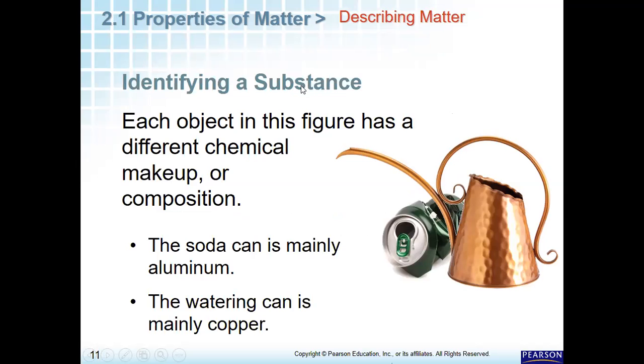Identifying a substance. What if we want to identify the substance? Look at these two objects. You will get an aluminum can and a watering can made mainly of copper. They are different according to the material of them.